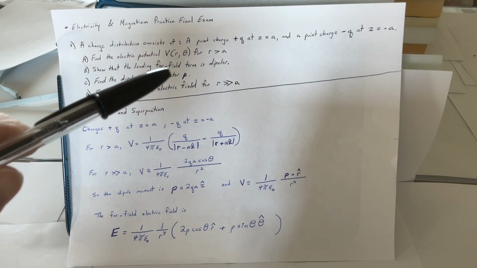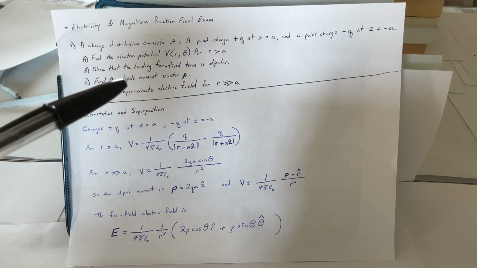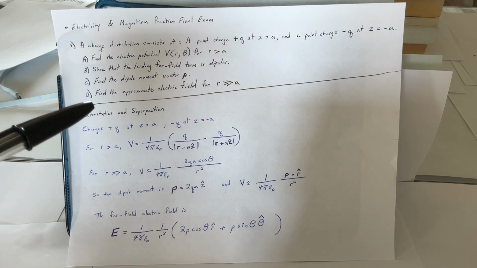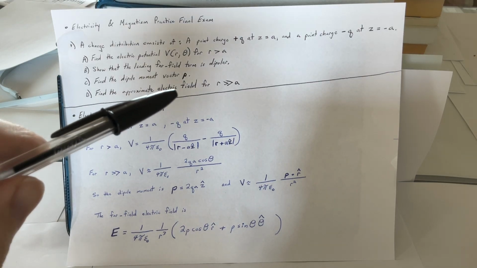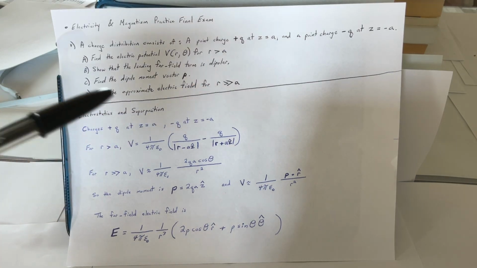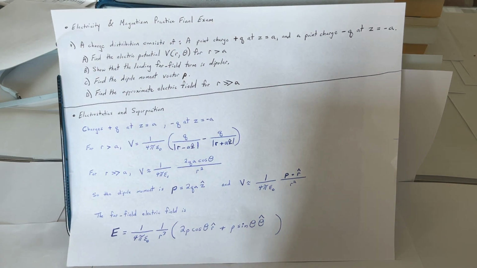Show that the leading far-field term is dipolar. Find the dipole moment vector p. Find the approximate electric field for r much greater than a. And I'm just going to go through these rather quickly so you have these as a reference. Some of the computational steps and the intermediary steps are not going to be shown.